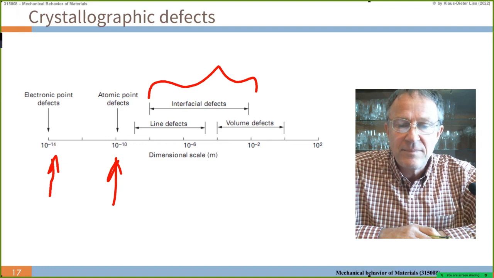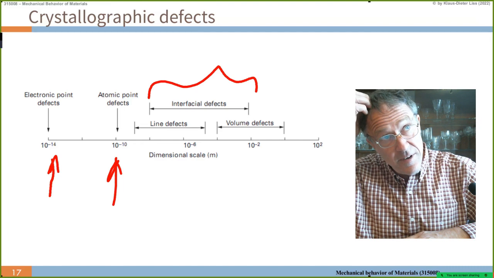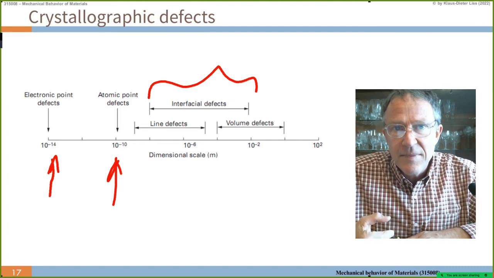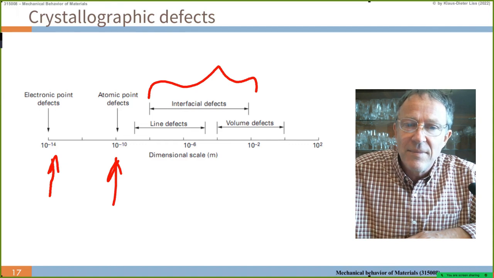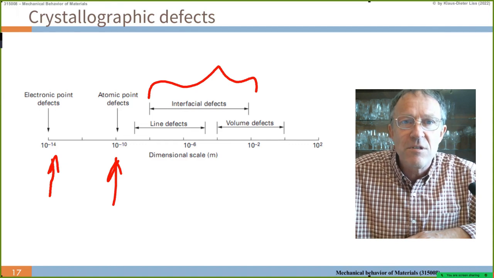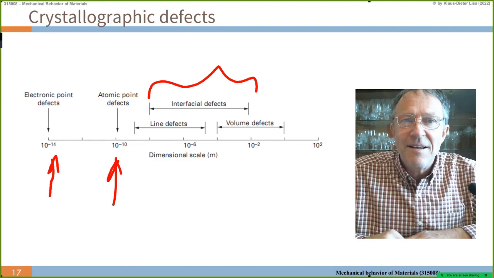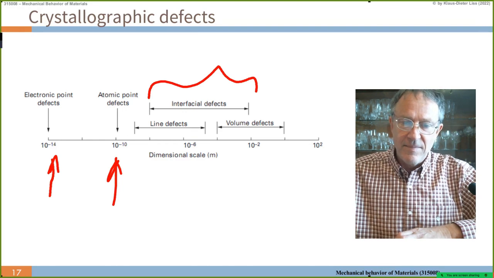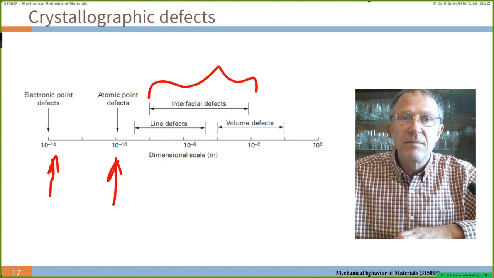And then we have the volume effects. So volume effects can be, you have an inclusion of a different metal or a different phase or an oxide in the steel. Yeah, you have some inclusions, a grain of sand in the cast metal. So those are volume defects. And volume defects, of course, they can be large. Pores, yeah, bubble.